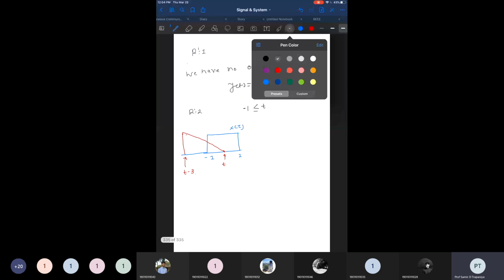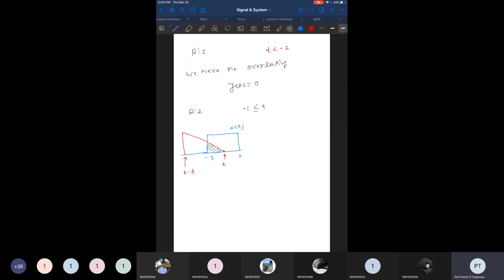And what is the function of this signal? The function of this signal is h of t minus tau, so it is t minus tau by 3. This is the function of the rectangular. And what is the function of this one? 1. X of tau is 1, right? So in this region, if we find the function y of t, y of t is bounded by these 2 points. The upper bound is t and the lower bound is -1. So we can say the integration limit is from -1 to t, of x of tau into h of t minus tau d tau.